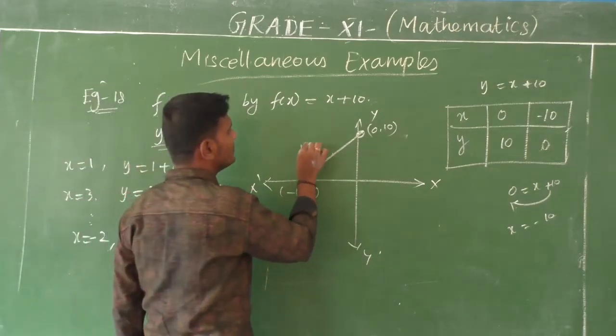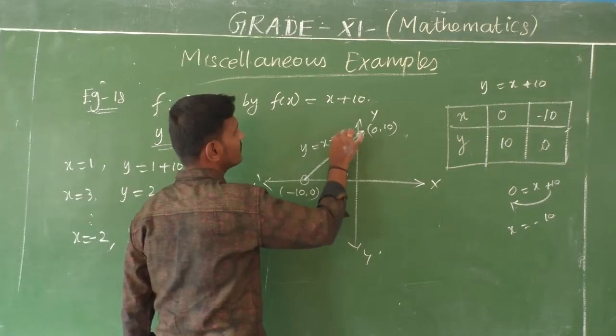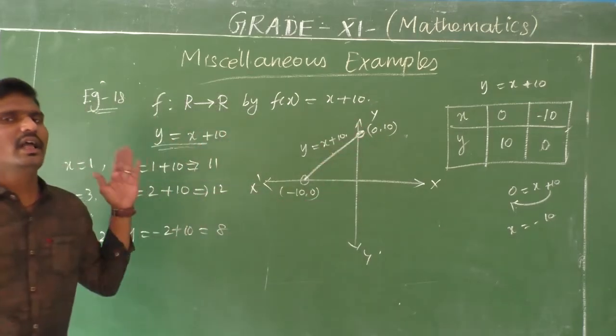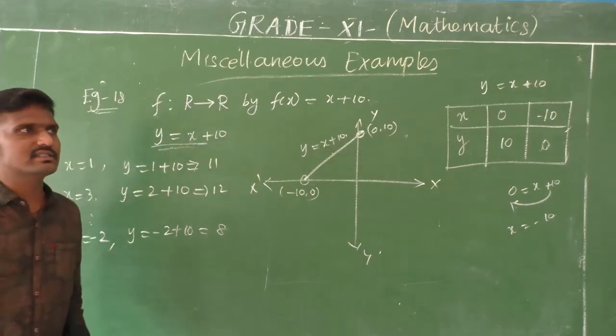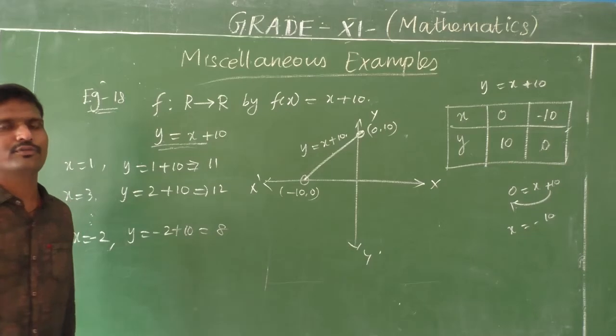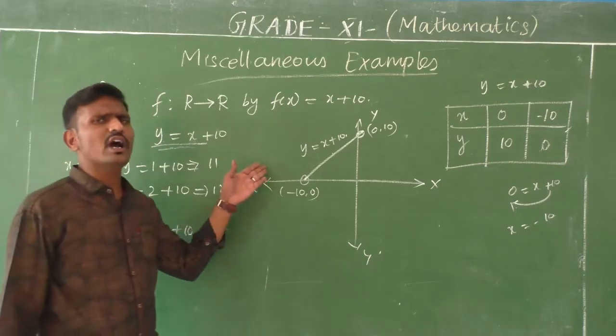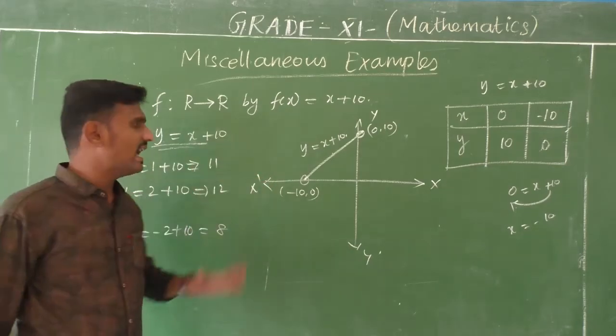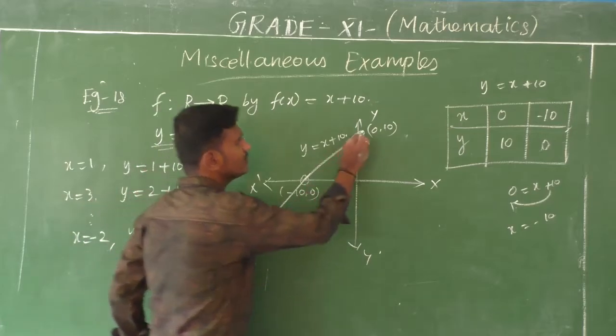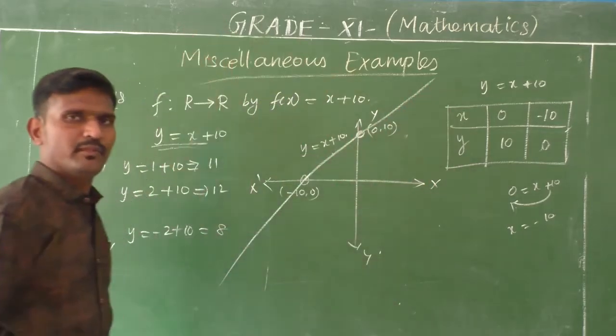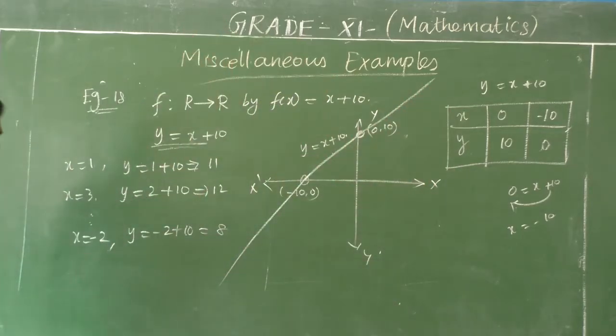So this graph is y equal to x plus 10. Okay. These you already studied in your lower classes, 6th, 7th, drawing the graph. For any values you take, it is not a problem. For the graph, it will come moving like this. Yes, fine. And next example.